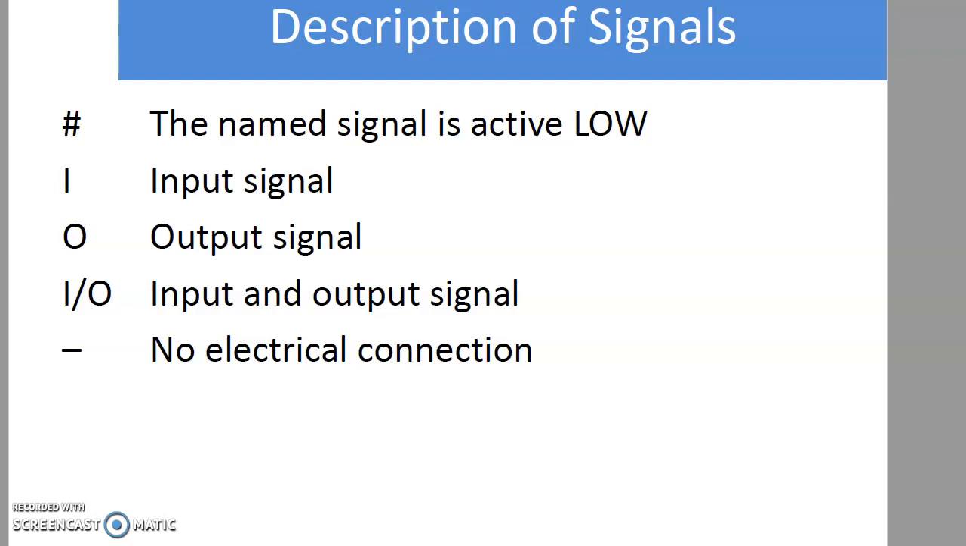So speaking about the description of signals, when a signal is having hash bar, the named signal is active low. That means when the signal is having zero value, it is active. This is the meaning of hash when a signal is having a hash given with it. I is an input signal, O is an output signal, I slash O is input and output signal. This is how the representation is done of signals. Dash indicates no electrical connection for that pin.